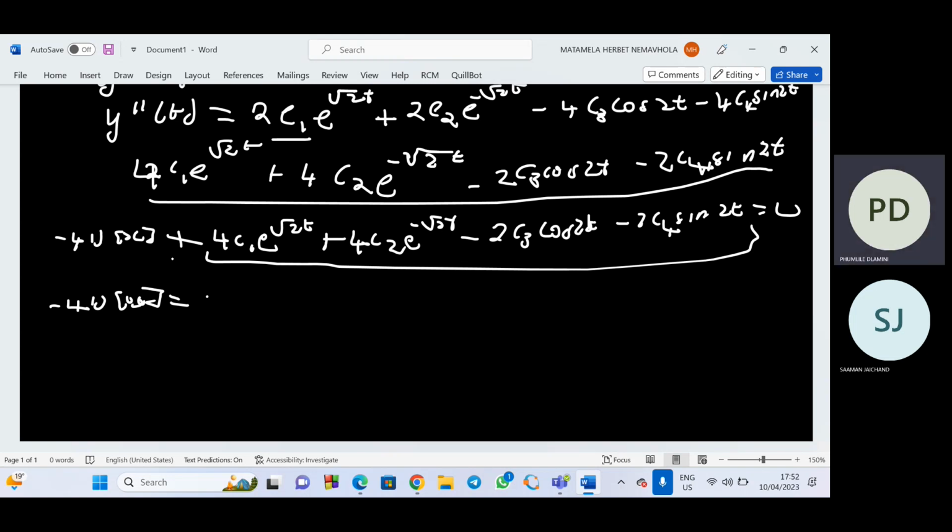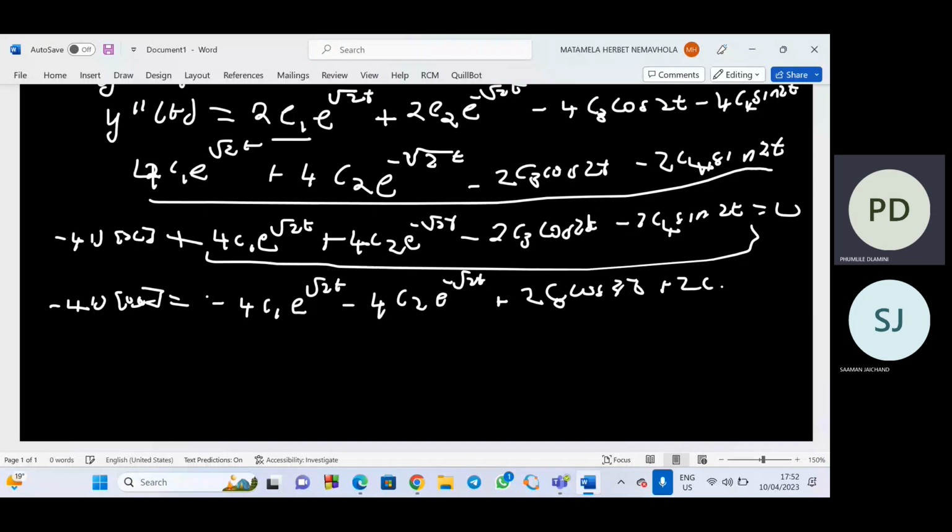This one here, when we minus, is going to be minus 4c1 e to the power square root of 2t, minus 4c2 e to the power negative square root of 2t, plus, this one is going to change to plus 2c3 cos 3t plus 2 again c4 sine 2t. So because here we have minus 4d in the side of x, we divide everything by minus 4.